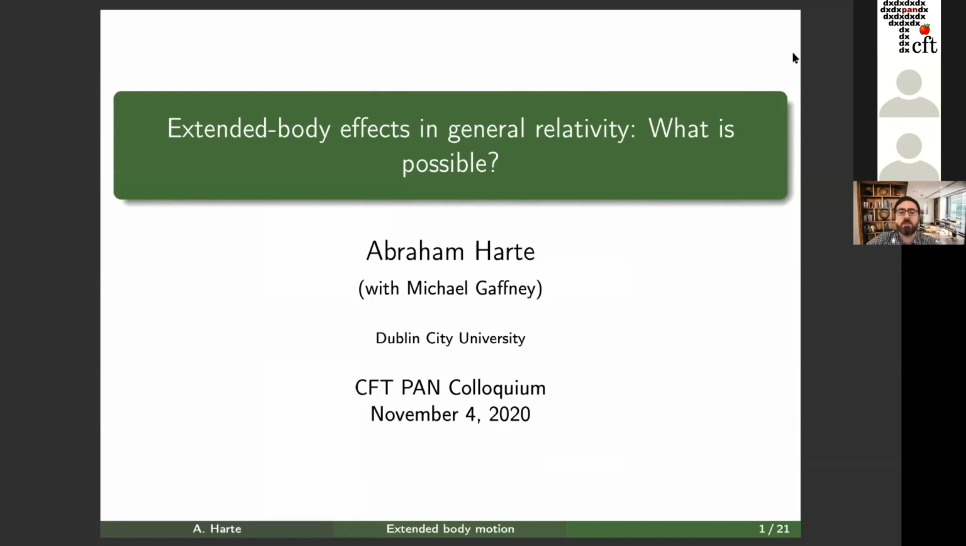Okay, so I want to talk about extended body effects in general relativity and what is possible. So I'll explain what that means. And some of this work is together with a student, Michael Gaffney.